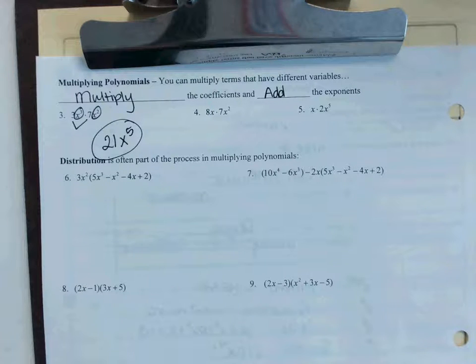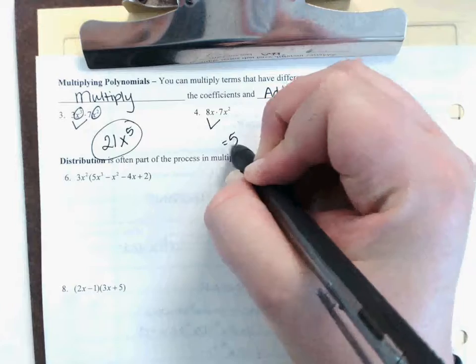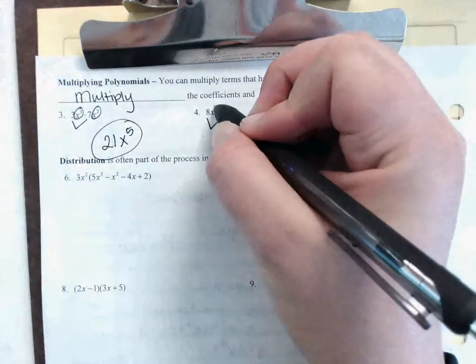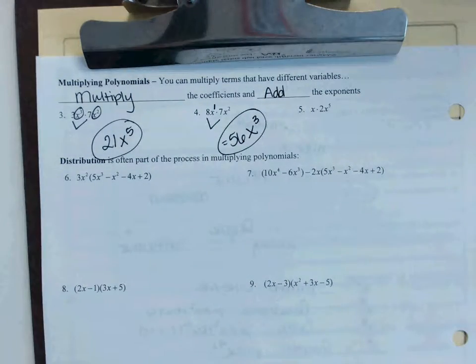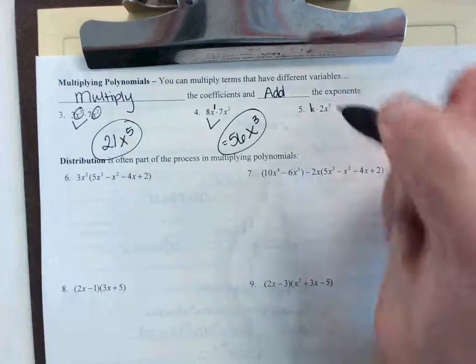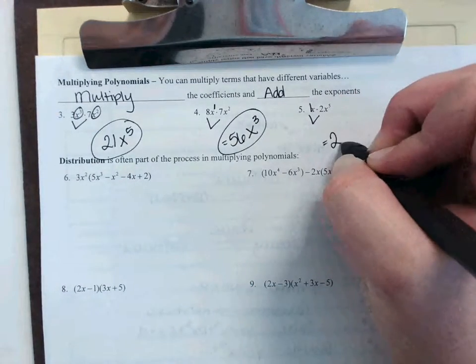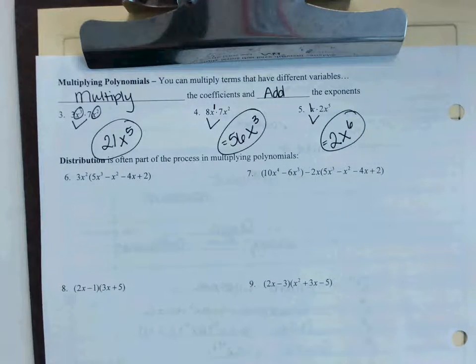Okay, look at number 4, what's it going to be? 56. Okay, 8 times 7 is 56. And then x, that's an x to the what? 1. Added together, it's a 3. So if you have an x with an unlisted power, that counts as an x to the 1. Okay, then last one, my x here, that's really a 1x. So 1 times 6 in the front is 6, and then x to the 6. Good. Make sense?